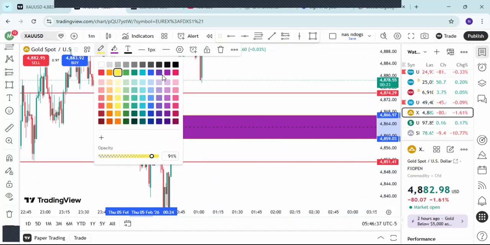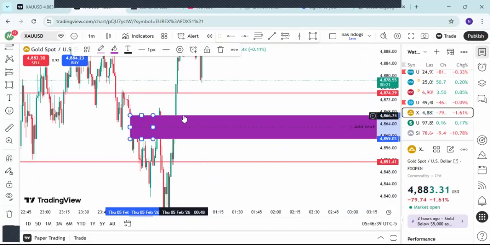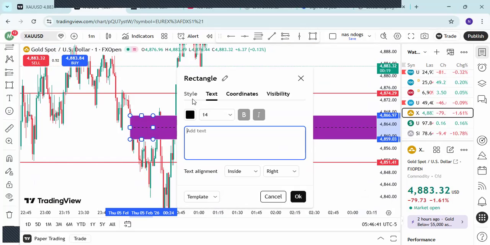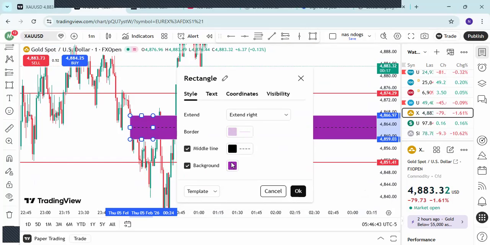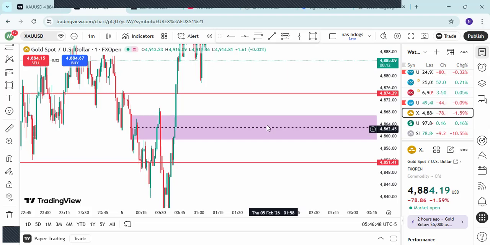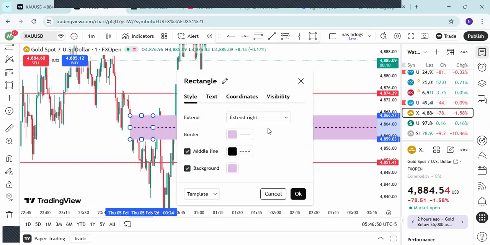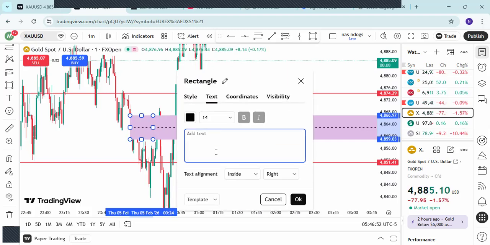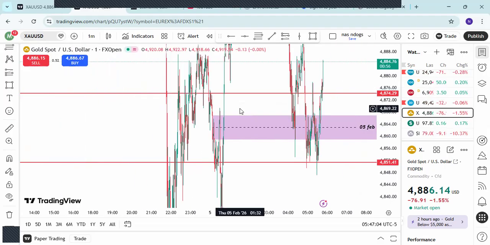Always mark this. Let's make it light purple a bit. Let's make also the other part light purple. Light purple. And then let's put the date, which is the 5th. It's the 5 Feb. 05 Feb. Right. Feb. That's what we're looking for. That's what we're looking at.